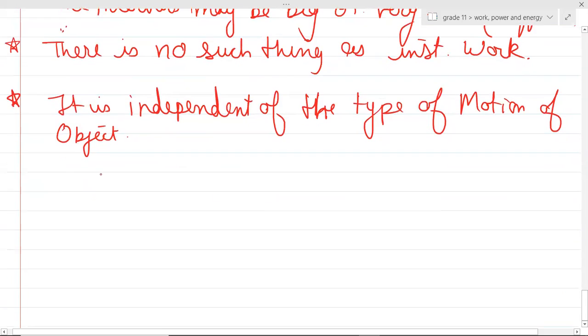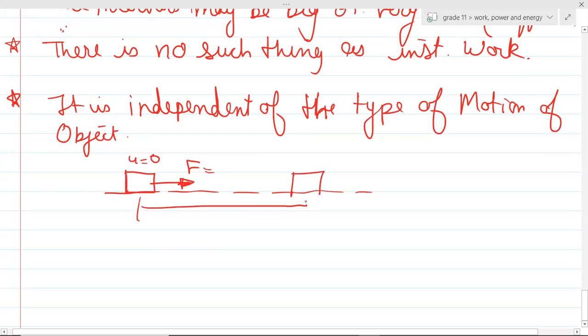Suppose this object is initially at rest and I start applying a force F. Due to this force, what will happen? Sir, force is created. Due to this force, an acceleration is created, and this object will get displaced from here to here, right? So in this case, work done is basically F dot S.